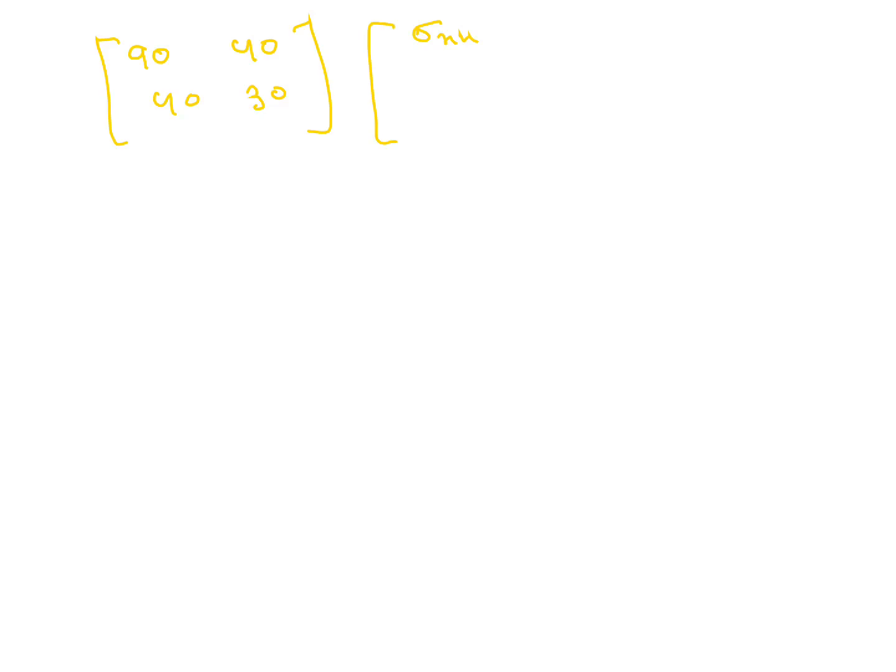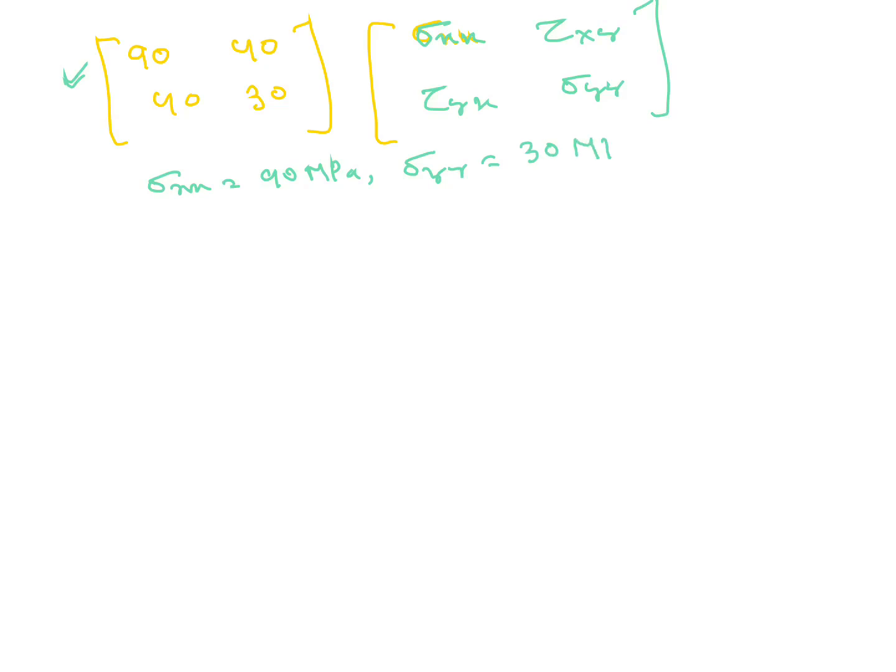So here, this is the matrix given. We already discussed sigma xx, tau xy, tau yx, sigma yy. So from here sigma xx is 90 MPa, sigma yy is 30 MPa and tau xy is equal to 40 MPa. So draw the Mohr circle.